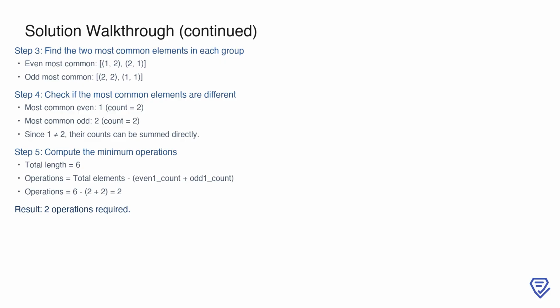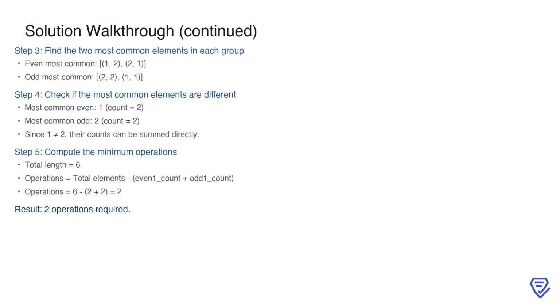For the even indexed group, the most common elements are 1, with a count of 2, and 2, with a count of 1. For the odd indexed group, the most common elements are 2, with a count of 2, and 1, with a count of 1. We then check if the most common elements in the two groups are different. Here, the most common even element is 1, and the most common odd element is 2. Since 1 and 2 are different, their counts can be summed directly.